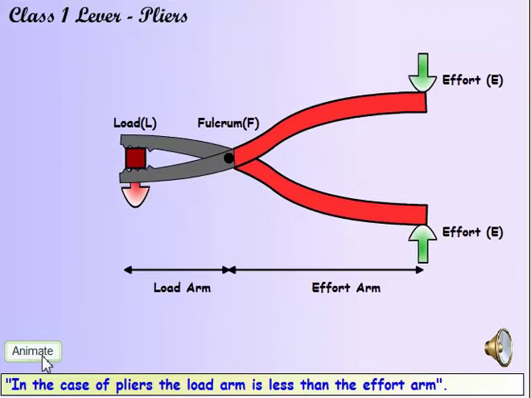In the case of pliers, the effort arm is more than the load arm. This means that the effort that you put in with your hands at the end of the pliers gets multiplied by the ratio of the effort arm to the load arm. This magnifies the force that you put in.